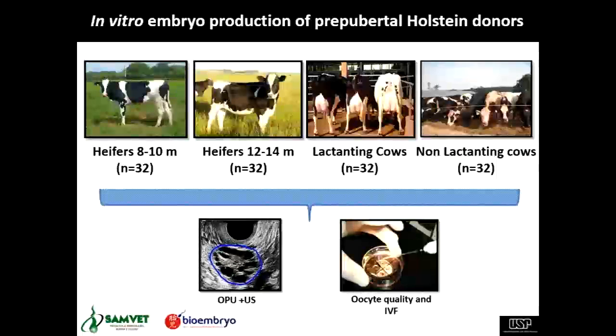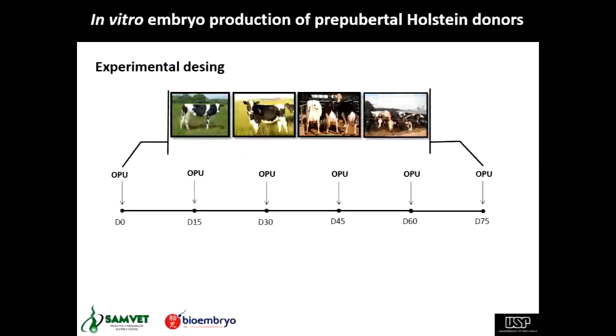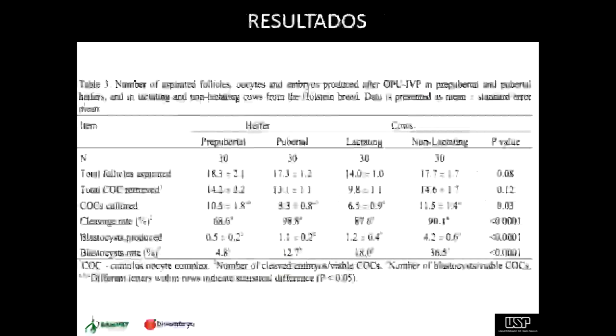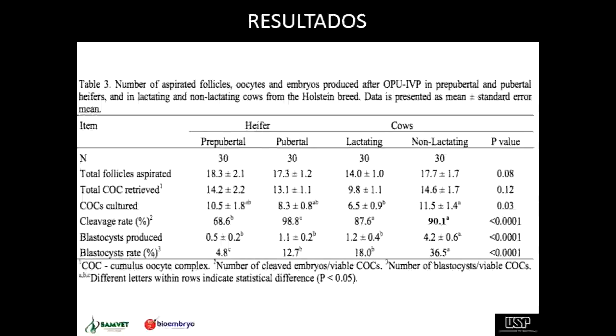We compared, look, 32 OPU per group in the same day, the same moment. Prepubertal heifers, 8 to 10 months. Pubertal, 12 to 14. Lactating cow and non-lactating cow, the same day. We, of course, used the same semen to produce this in five replications. And look here, the data, 30 OPU.